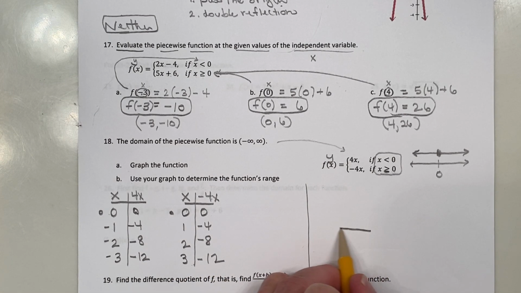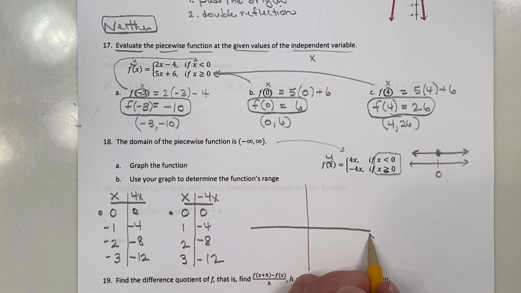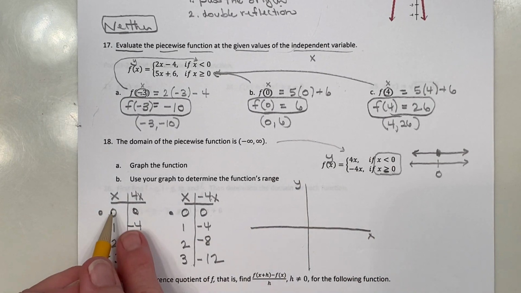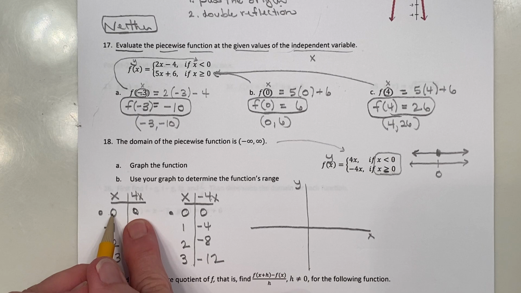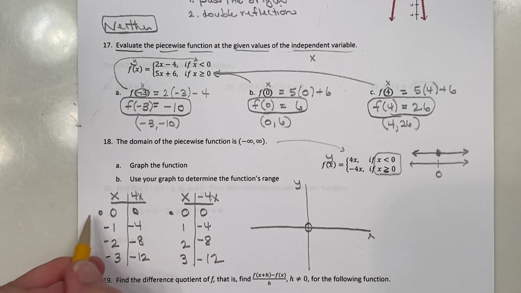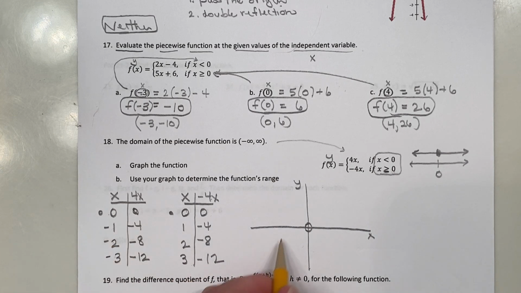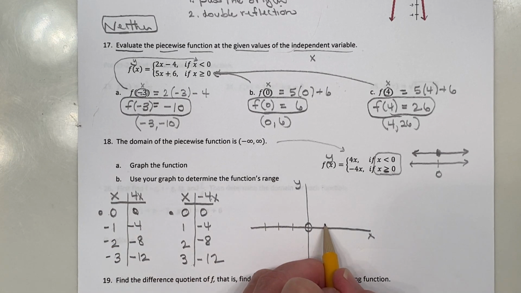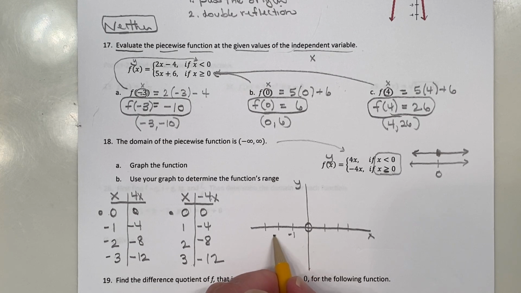All right, let's build a graph. This is your x-axis, this is your y-axis. So let's come over to this t-chart right here. I've got the ordered pair 0, 0. It's the origin. It's an open circle. And then I'm counting off by 1, so I'll go ahead and put a few tick marks here along the x-axis. So -1. It's good to label one of them so we kind of know what the scaling is.